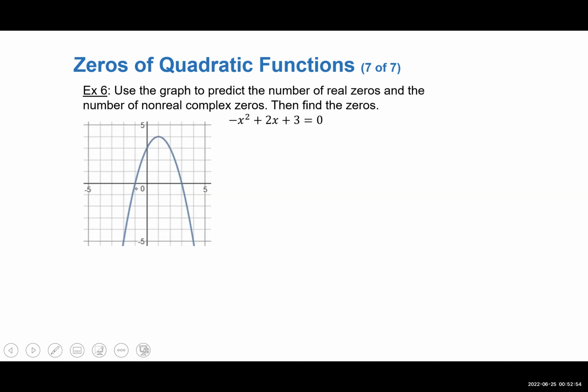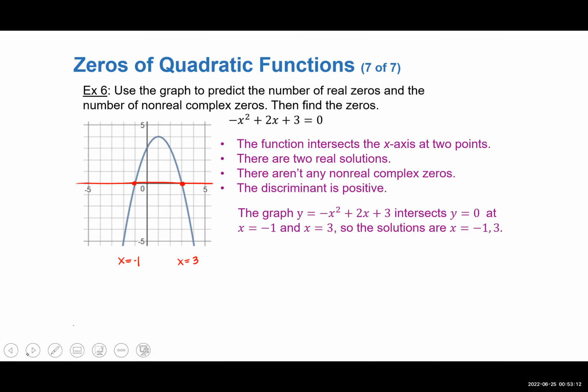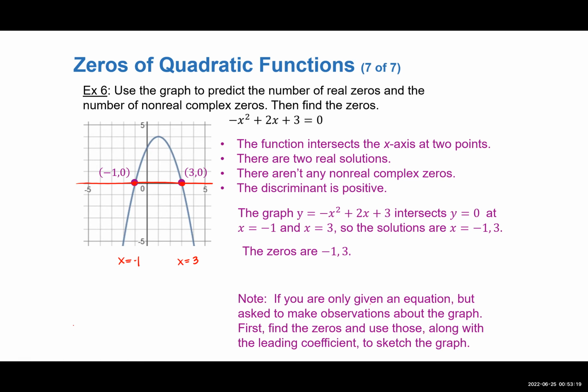All right. So there are 2 places here. And it's going to be at x equals -1 and x equals 3. So we're really looking at this line to see where does it cross. And those are going to be your results or your answers. So 2 points, 2 real zeros. The discriminant was positive this time. And we can see graphically that they cross at -1 and 3. Note, if you're only given the equation but asked to make observations about the graph, first find the zeros and use those along with leading coefficients to sketch the graph.